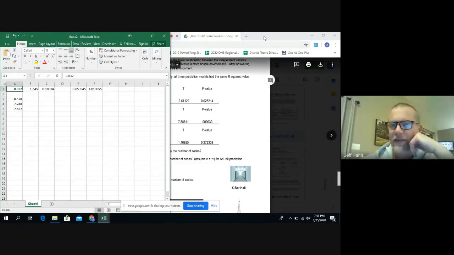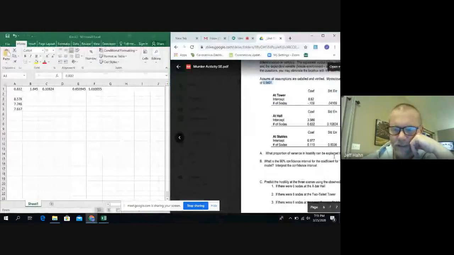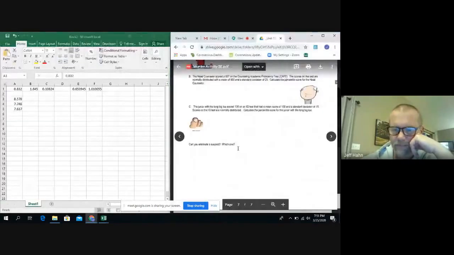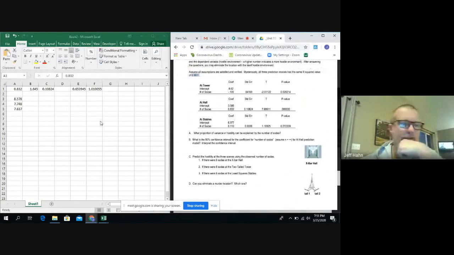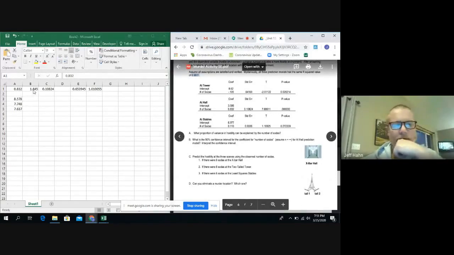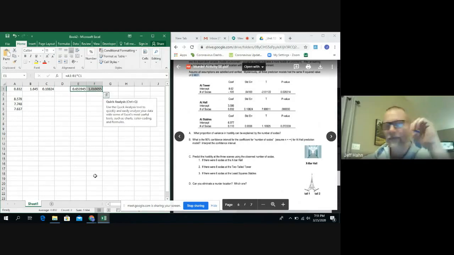Here's our point estimate. Here's what we estimated the slope to be from our sample. That was 0.832, and then 1.645, and then this is the number, the size of a standard error. For this one, I just took 0.832 and subtracted off 1.645 standard errors, and for this one, I added. So here's our 90% confidence interval.